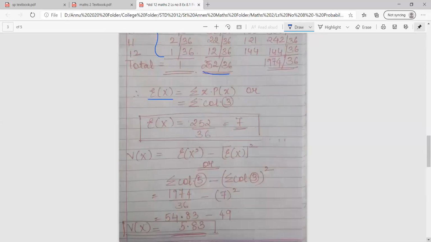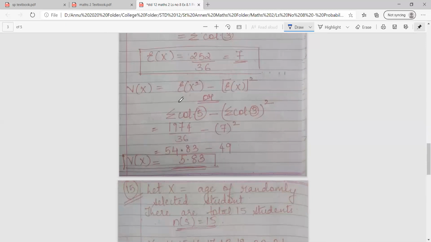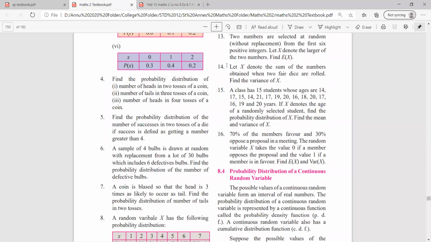The formula of variance, I have already taught you all: expected value of X square minus expected value of X the whole square. Or if you can't remember this formula, summation of column number 5 minus summation of column number 3 the whole square. So 1974 upon 36 minus 7 square. On dividing, you get 54.83. After the decimal, 2 numbers are enough. Minus 49. So you get the answer to be 5.83. So I hope, class, sum number 14 is also clear.